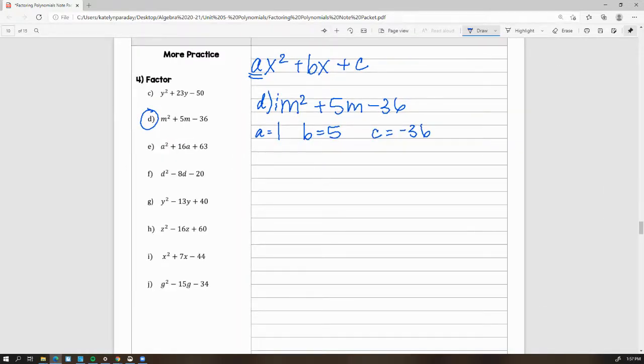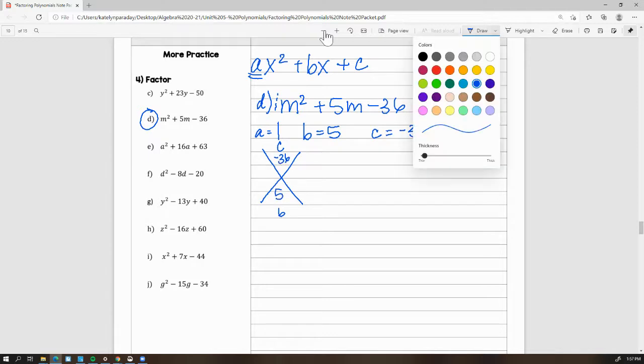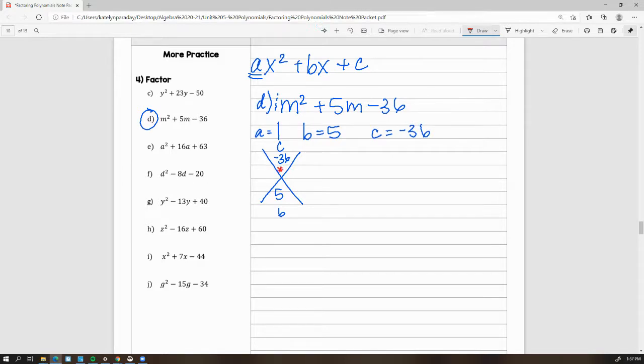All right, so when we have A, B, and C, we did that X, and we put C at the top, B at the bottom. So negative 36 and 5. Now we need to know what multiplies to negative 36 and adds to be 5. So I'm going to list out my factors of 36. 1 times 36, 2 times 12? Nope, I lied. 2 times 18. See, even I need a factor sheet sometimes. So 2 times 18, 3 times 12, 4 times 9, and so on.